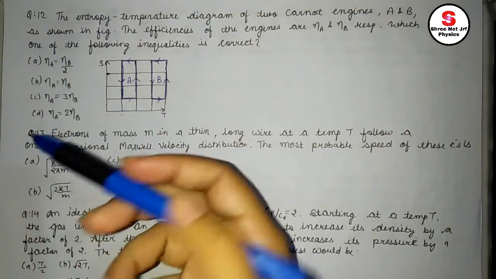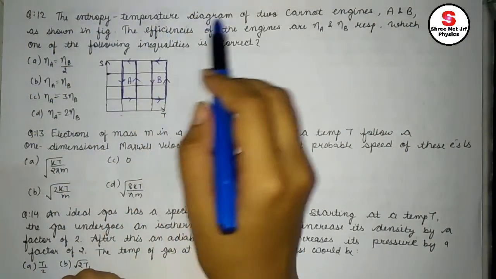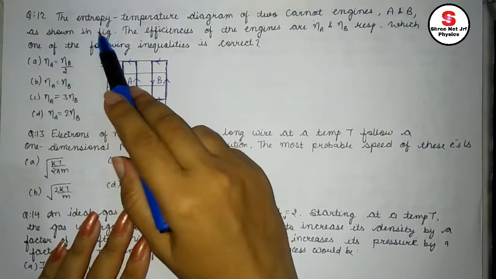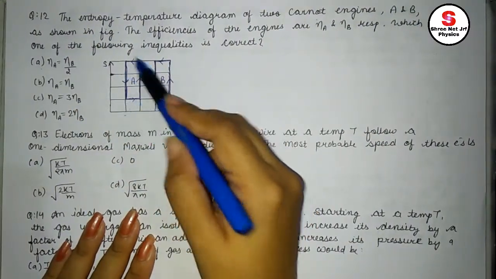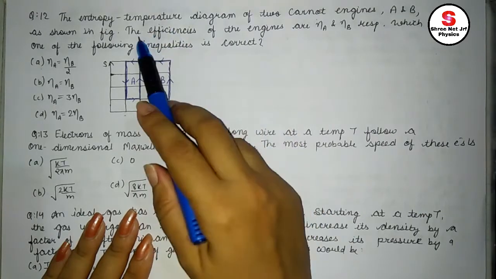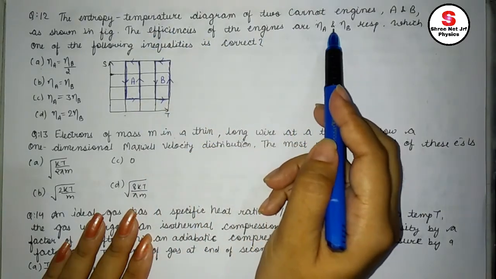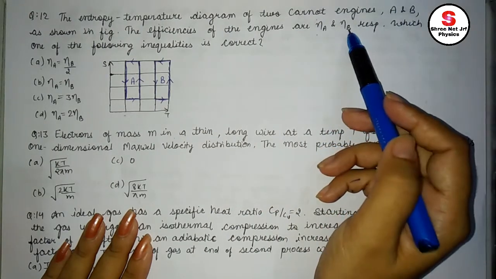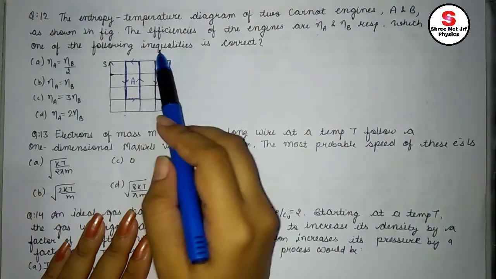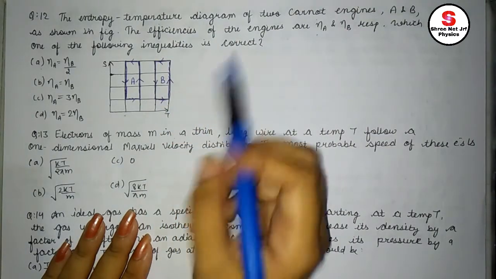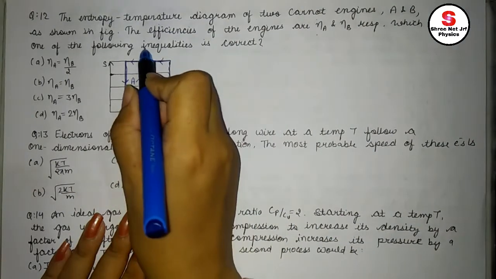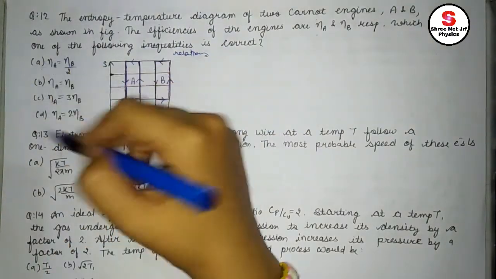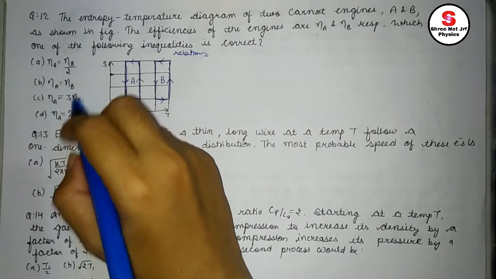Next is question number 12. What it is saying: the entropy-temperature diagram of two Carnot engines A and B is shown in the figure. Here it is for A, here it is for B. The efficiencies of the engines are eta A and eta B respectively. For Carnot engine A, efficiency is eta A, and for B it is obviously eta B. Which one of the following inequalities is correct? Why is it saying inequalities? You can write relations. We need to find that option.